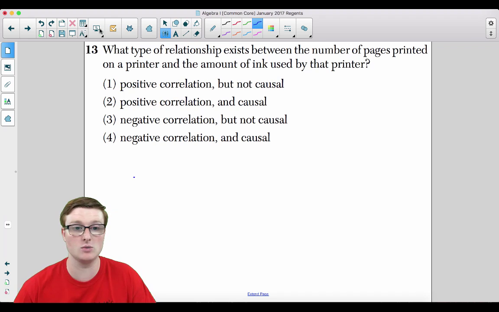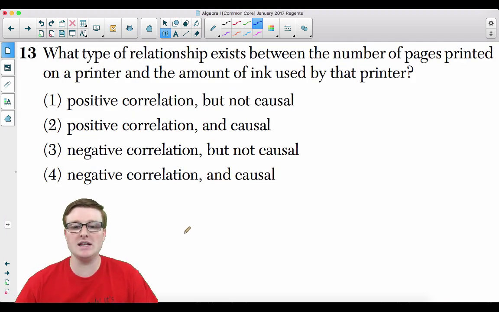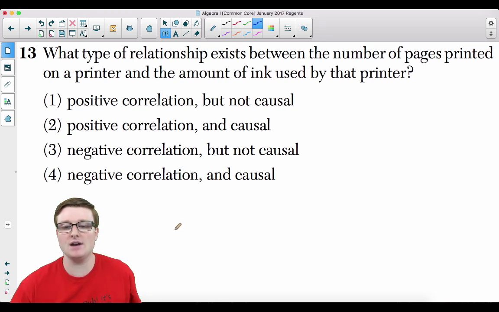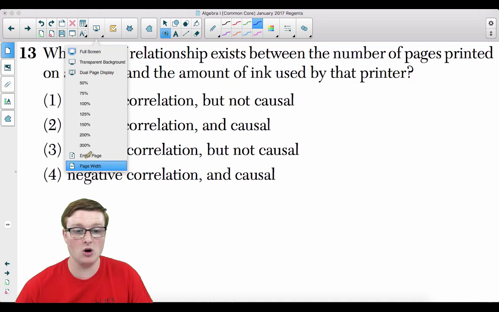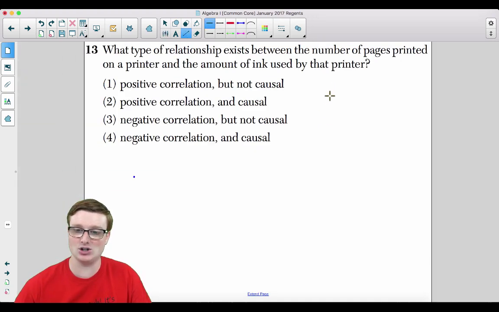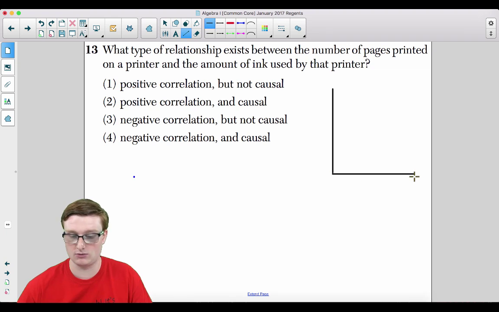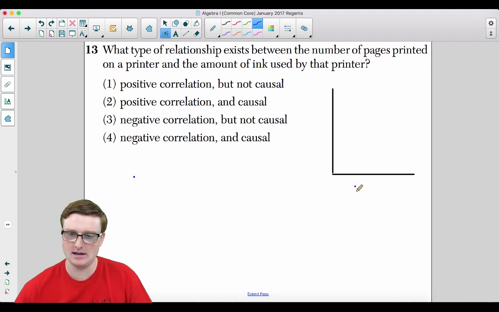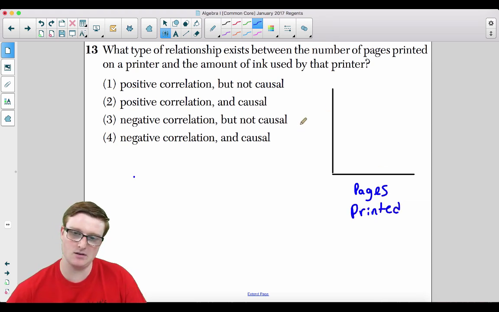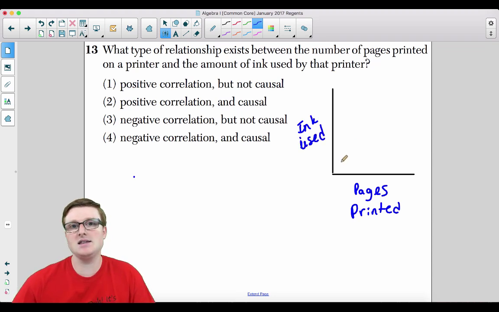Question number 13. Here we go. It says, what type of relationship exists between the number of pages printed on a printer and the amount of ink used by that printer? I'm going to draw a quick sketch of a little graph to the right. The x-axis is pages printed, and the y-axis is ink used. As the number of pages increases, the ink you're using also increases. So it might look something like this.